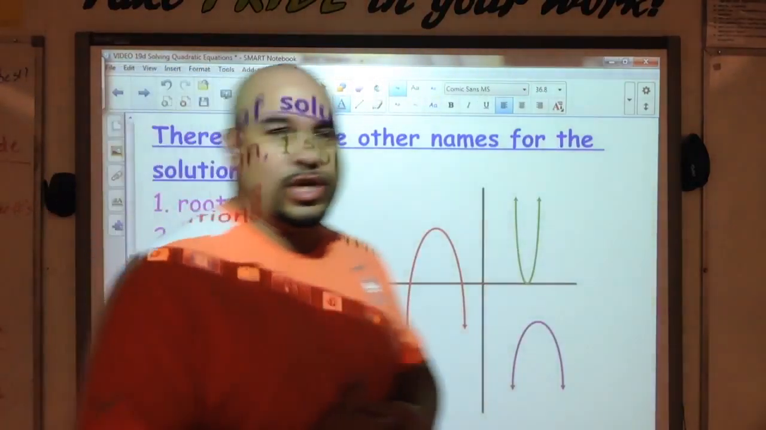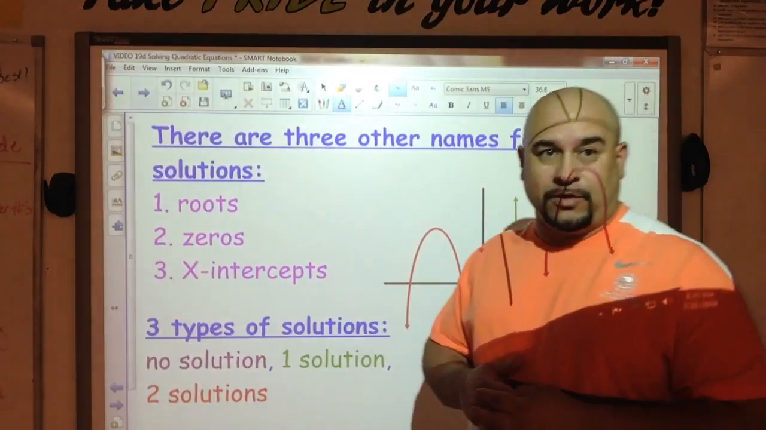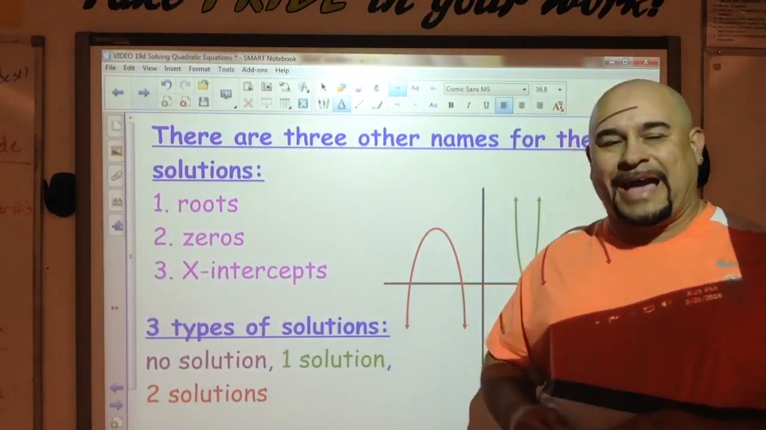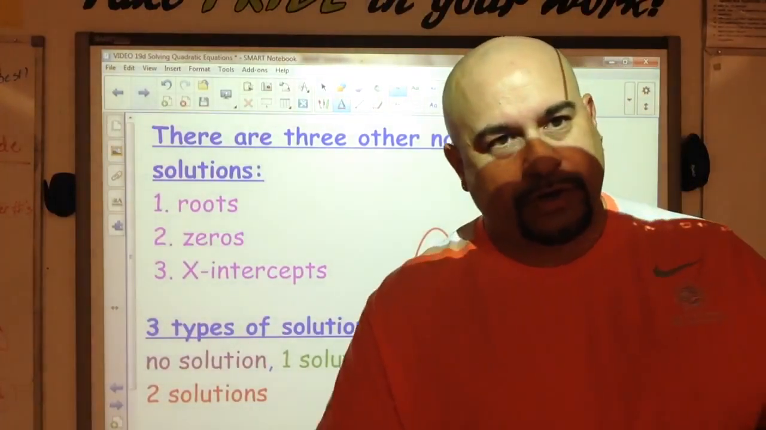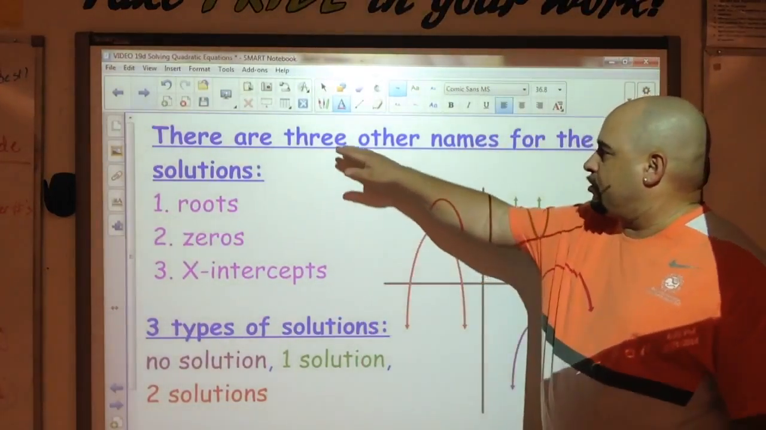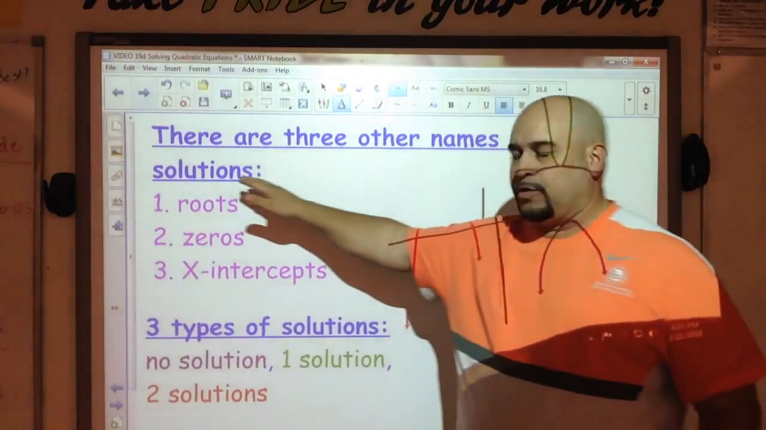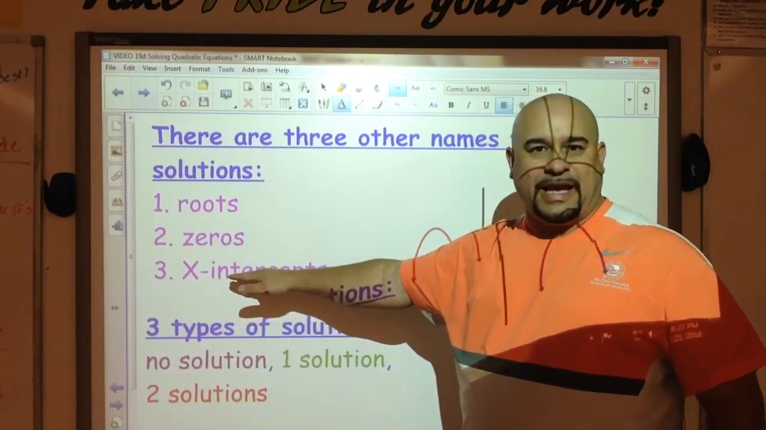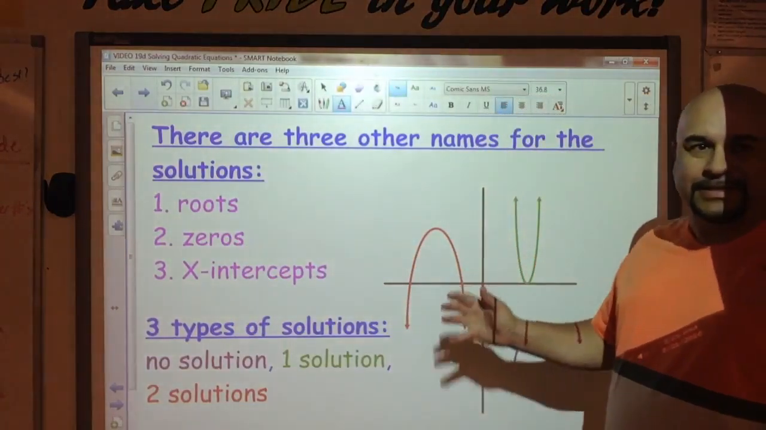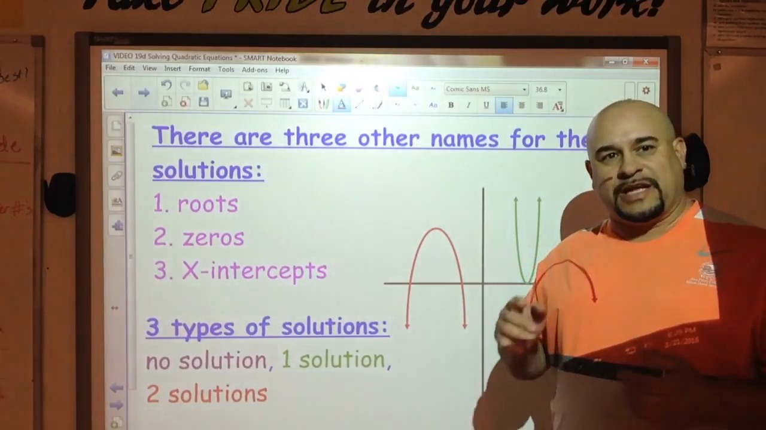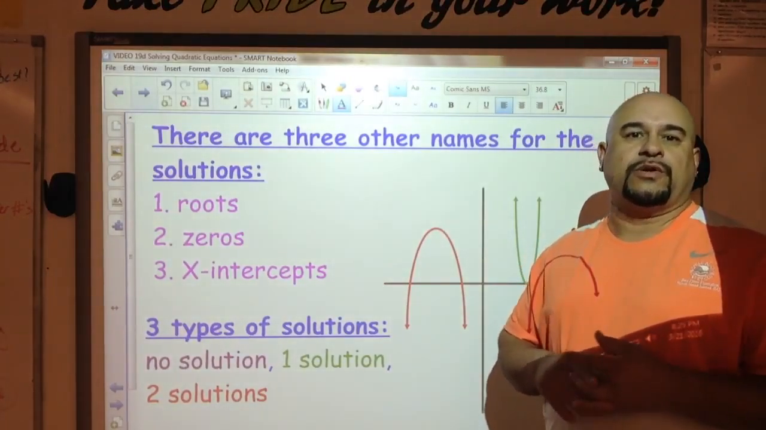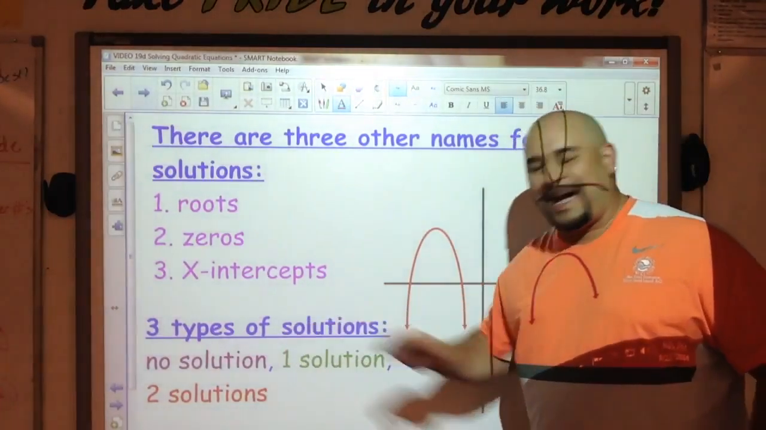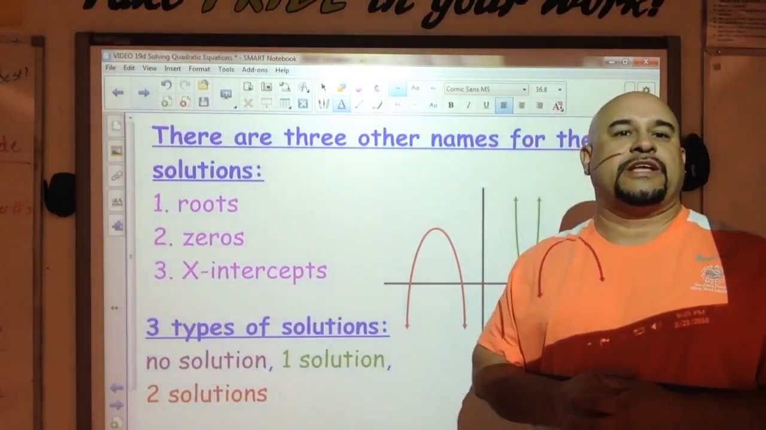Now there are a couple of terms that I need you to be familiar with. This is not in your notes packet, and I recommend that you add it to your notes packet somewhere on your page. There are 3 other names for the word solutions: roots, zeros, and x-intercepts. So anytime we're talking about solutions, the same goes for roots, zeros, and x-intercepts.